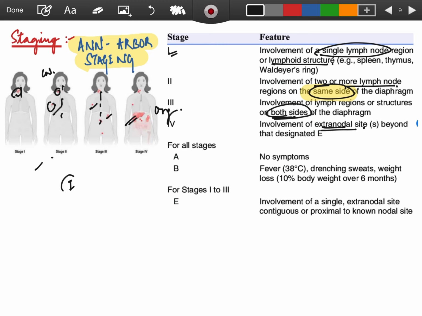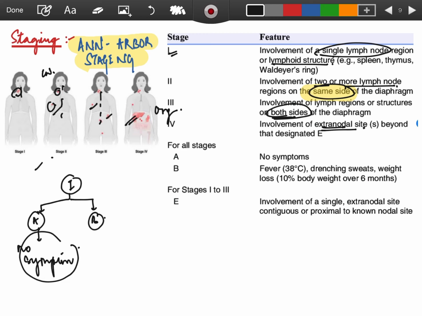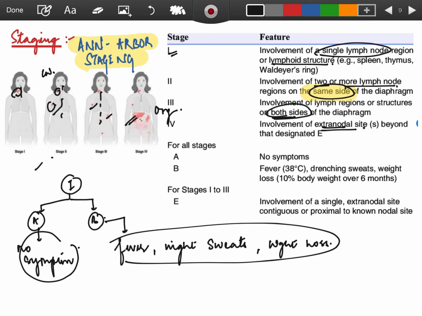and in the fourth one, we have extranodal involvement. For all of these stages, we have two types of substages, A and B. In A, there will be no symptoms, and B is associated with B symptoms, as we studied, like fever, night sweats, and loss of body weight. So for all stages, we have A and B, like 1A and 1B.